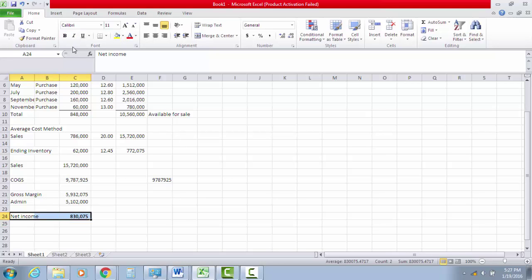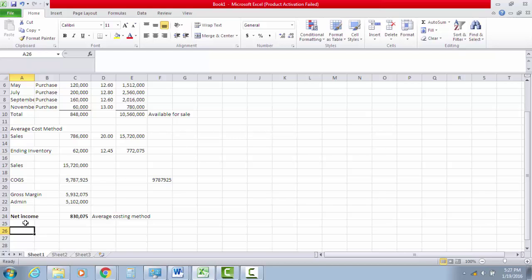So remember, in order to come up with net income and such, and again, this is on the average costing method, I first need to figure out what my value of ending inventory is so that I can back into the cost of goods sold. So now let's take a look at using the FIFO method.